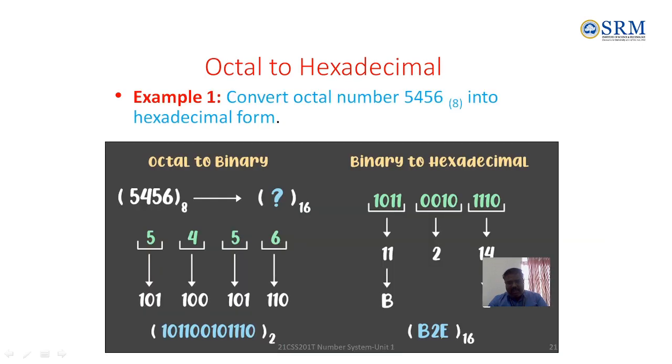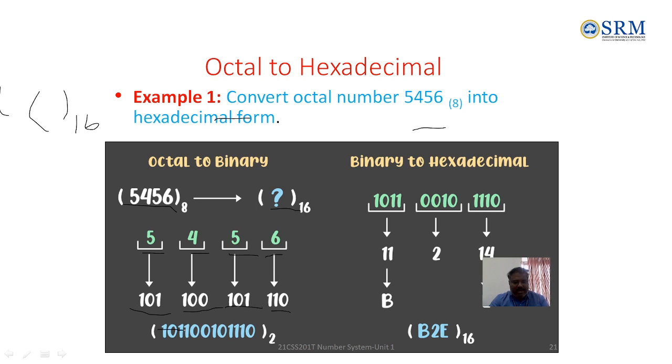Okay, and now let's go for the conversion of octal to hexadecimal. The input is 5456 base 8. We want to get the hexadecimal form, that is the answer in base 16. First, the 5 4 5 6 is converted into binary: 5 is 101, 4 is 100, 5 is 101, and 6 is 110.